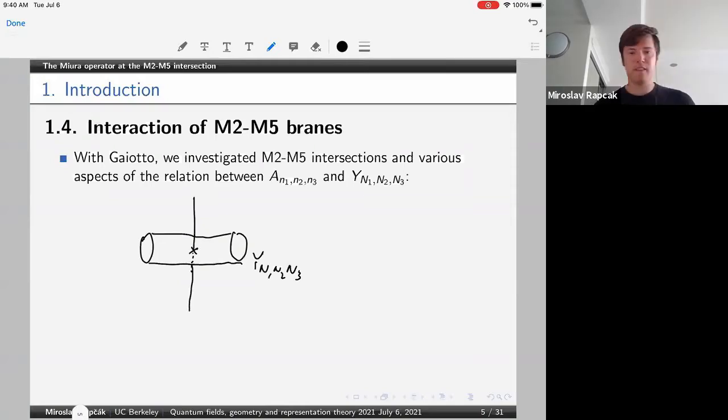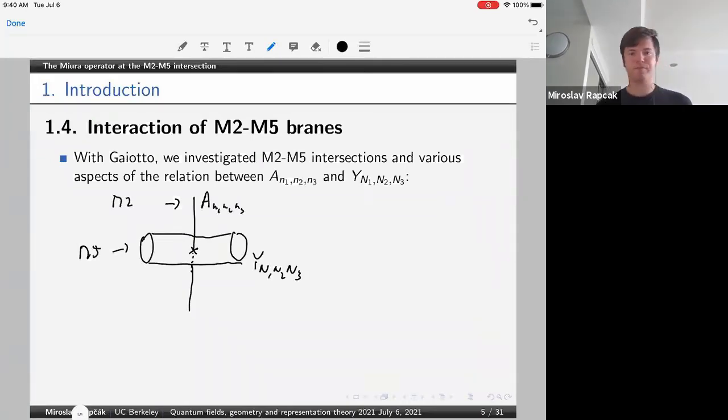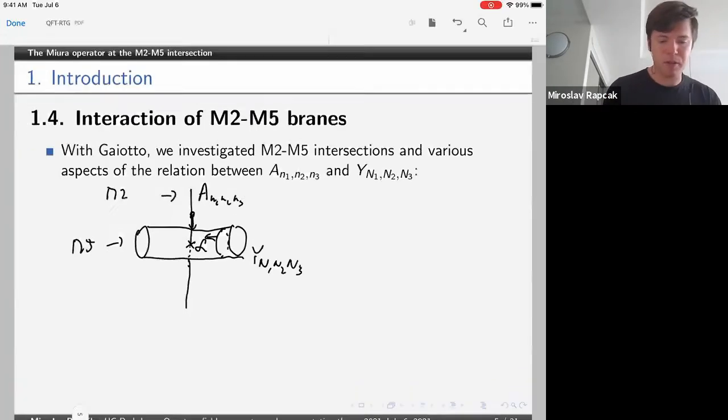And you can pierce it with an M2 brane. So this is M5. This is the stack of M2s. And there's going to be an algebra A(N1,N2,N3), the algebra of operators living on the M2 brane. And then there's going to be some kind of operator L you can insert here. And you can see that this operator L should actually admit an action of both the algebra A and the modes of the algebra Y, coming from bringing the operators living either on the cylinder or on the line towards L. So you can see that by investigating these kinds of intersections, you can actually learn something about the relation between these two representations. And this is what we are going to do in this talk.